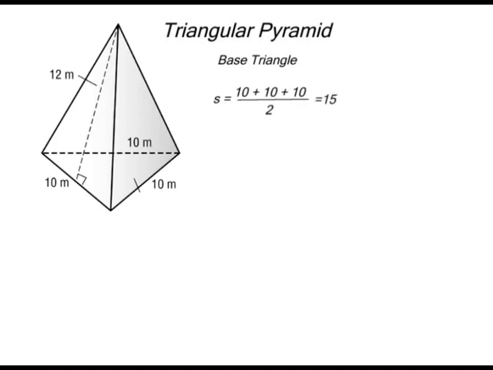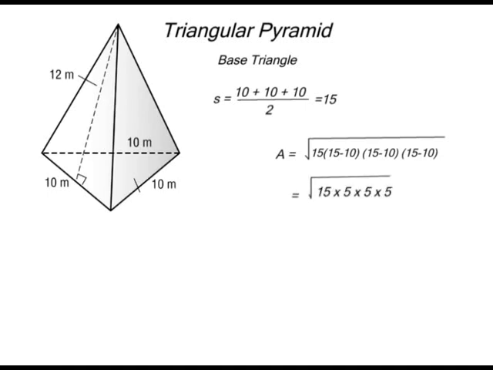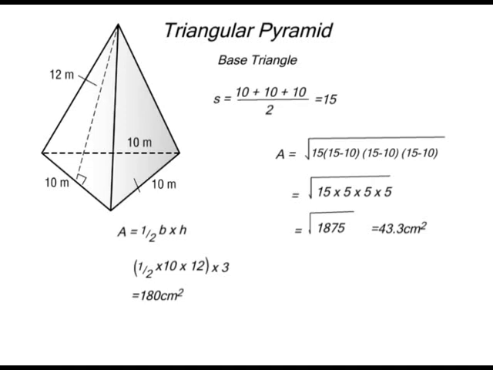The area is equal to the square root of 15 times (15 minus 10) times (15 minus 10) times (15 minus 10). That gives us 15 times 5 times 5 times 5, that gives us 1,875. The square root of that is 43.3. And so the area of the base is 43.3 square centimeters. The other 3 triangles, area is a half base times height. A half times 10 times 12, and there are 3 of them. That gives us 180. If you add the 2, we shall get 223.3 square centimeters.